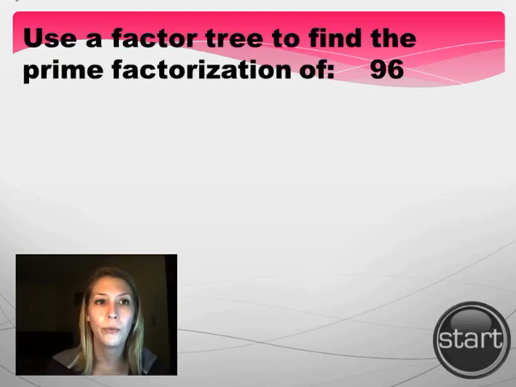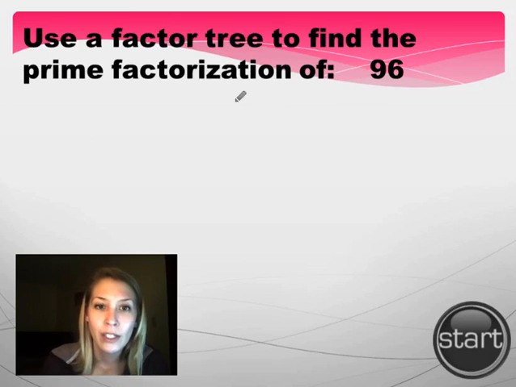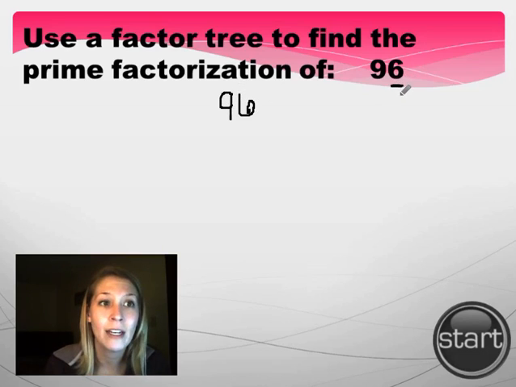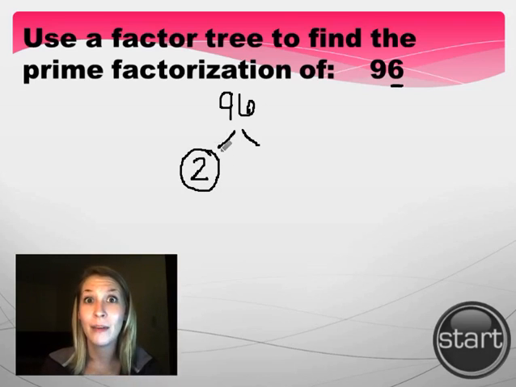Moving on, we're asked to use a factor tree in order to find the prime factorization of the value 96. So let's start by writing our value 96. I know that this number is an even number, so I'm going to start by dividing my original value of 96 by 2, which is a prime number. So I'm going to circle it because I know that that limb of our factor tree is prime.